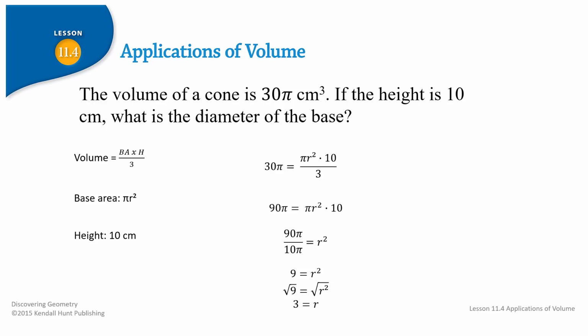I take the square root, since there's an r squared, and that gives me r is 3. But it doesn't quite answer the question. What is the diameter of the base? Well, the diameter of a base of a circle is 2r. So if I know what r is, I just multiply by 2. That gives me the diameter, in this case, 6 centimeters.